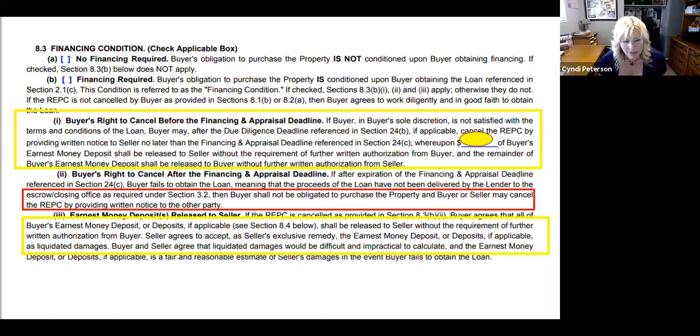Again, everything has to be in writing, so you want to give everything in written form to the other agent. Make sure that they're giving it to their client.